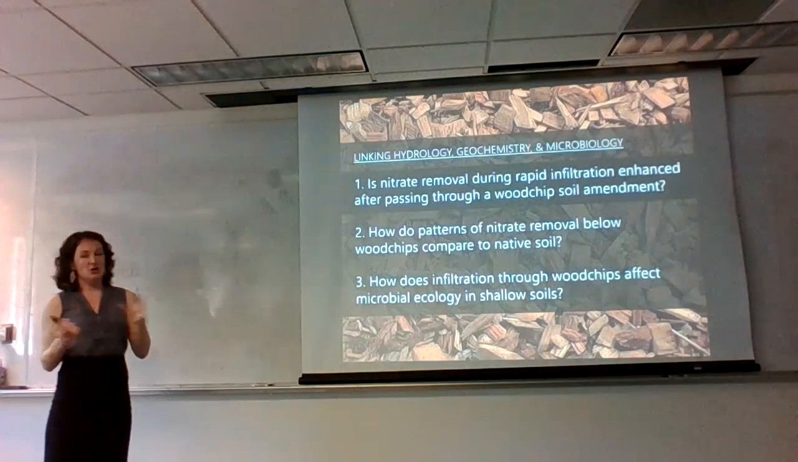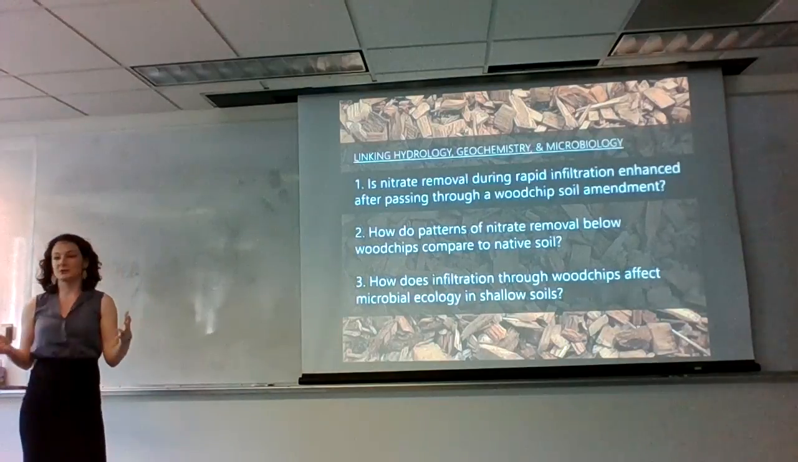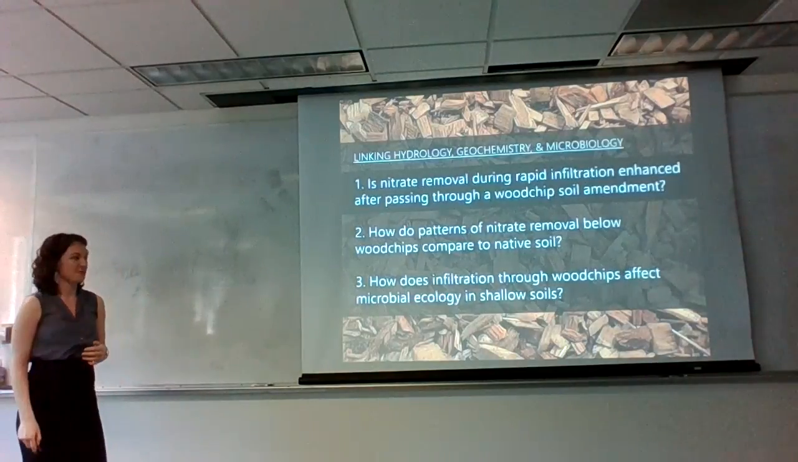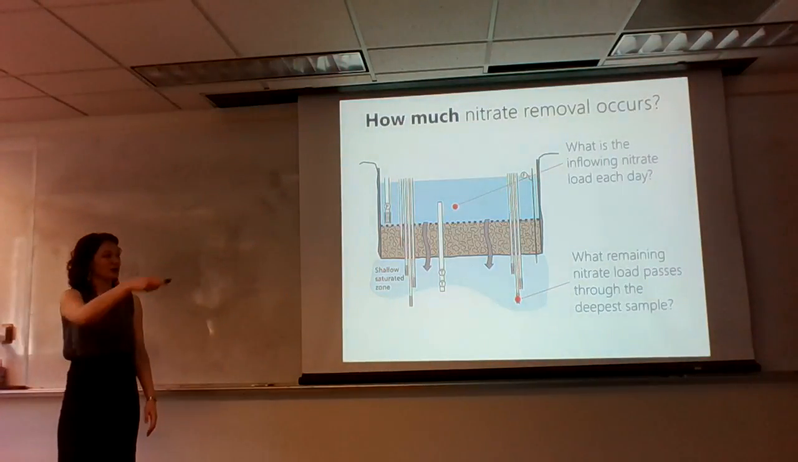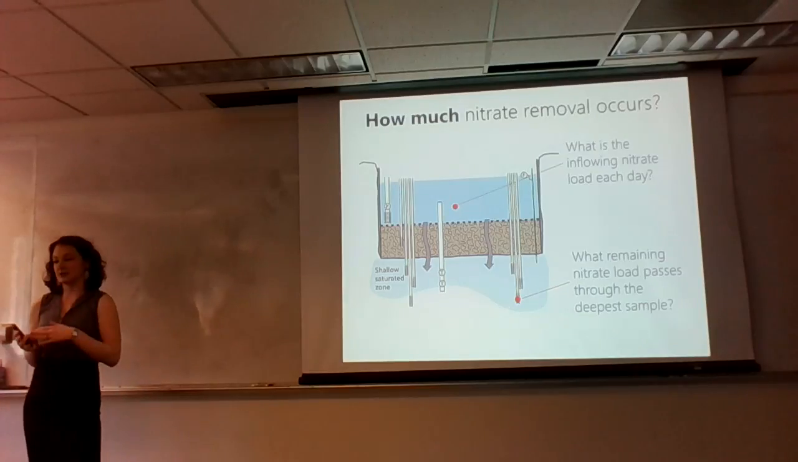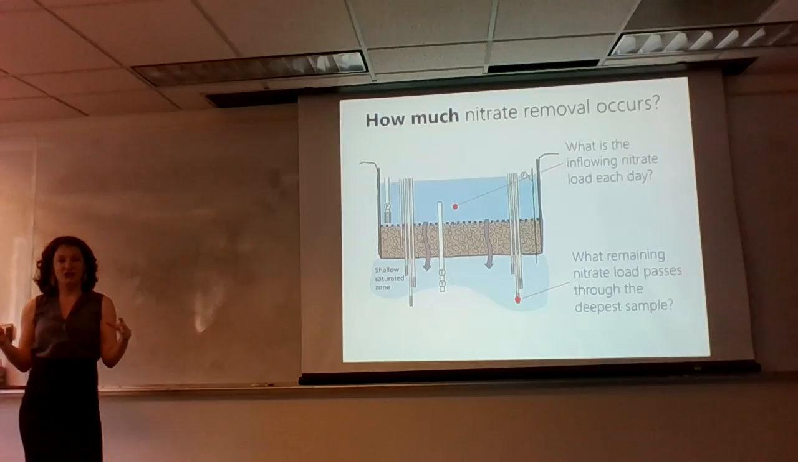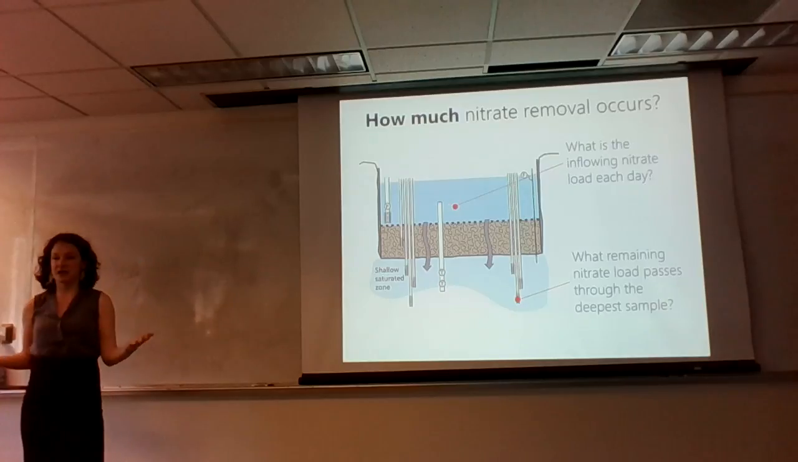All right, so now that we know a bit about the experimental design, I'll start by addressing this first question: are the wood chips associated with enhanced nitrate removal? To address that question, I calculated the nitrate load both in the surface water that's inflowing and then also in this deepest sample. The nitrate load is a function of both the concentration of nitrate in the water and the rate at which it's flowing into the ground. And a difference between these two can indicate a net removal of nitrate.